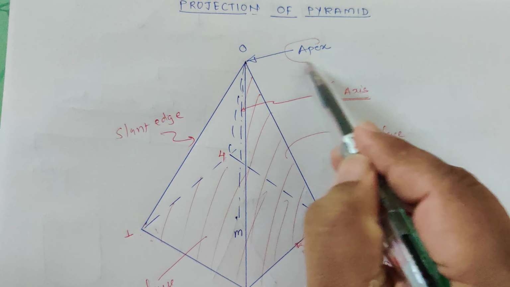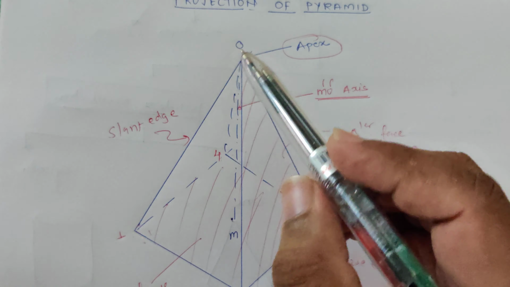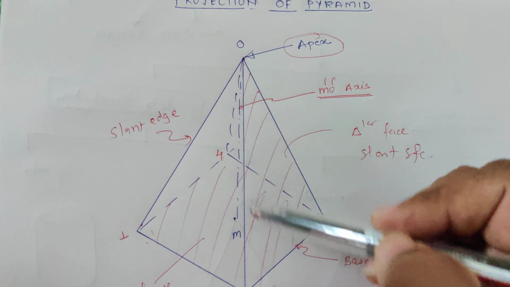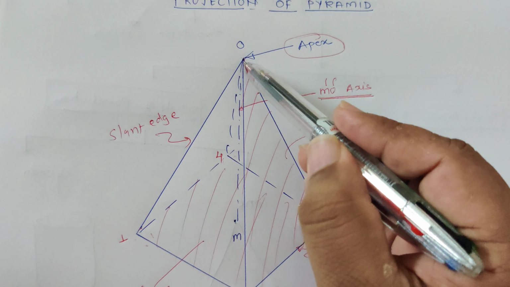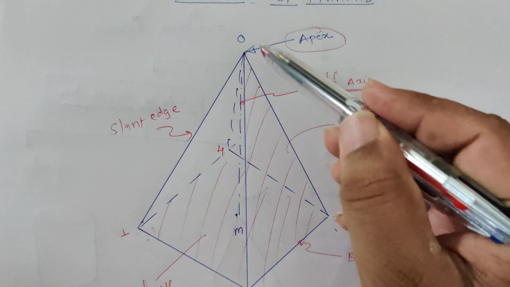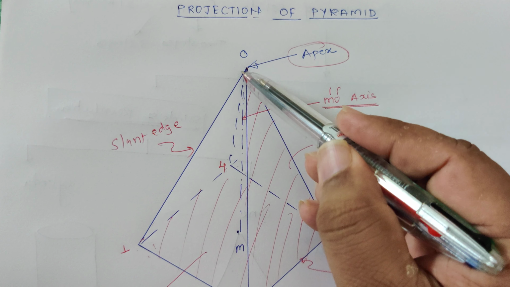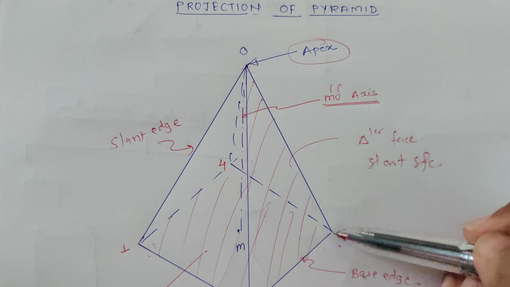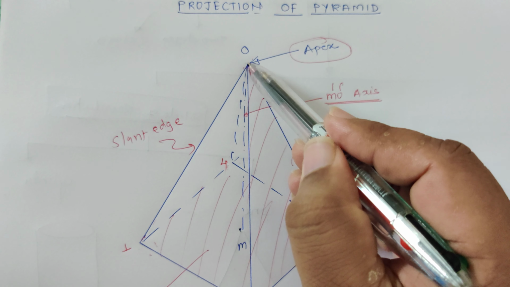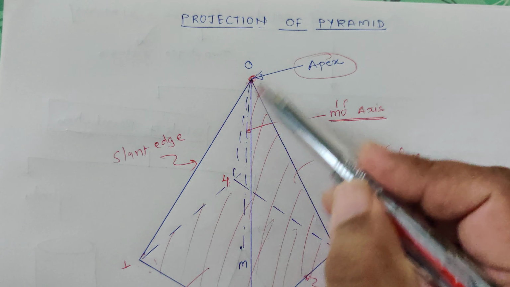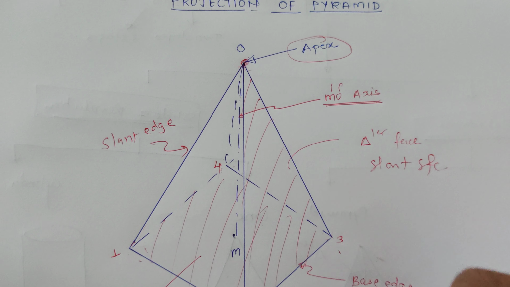So first we'll define the apex. Apex is the point where all slant edges meet. If you check these slant edges, 1O, 2O, 3O and 4O, all are passing through or meeting at a point O. So O is the point where all slant edges meet.